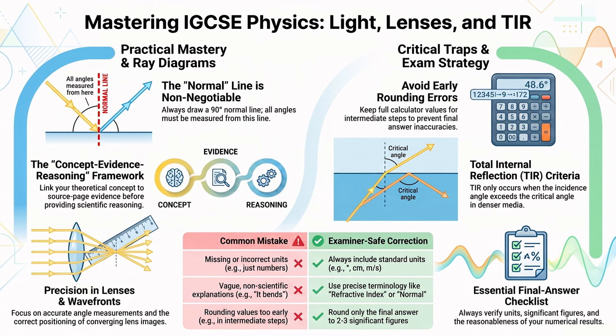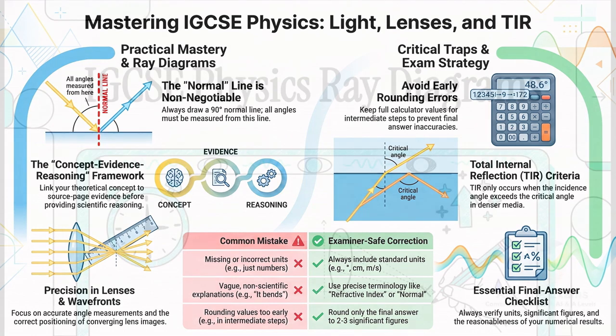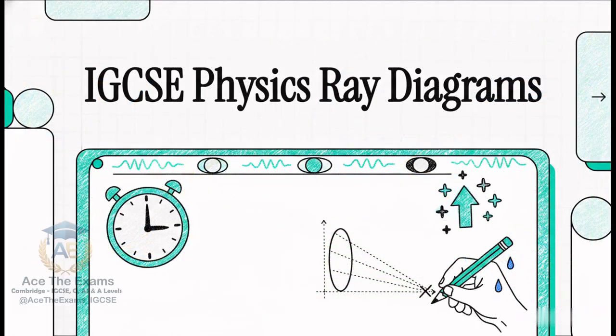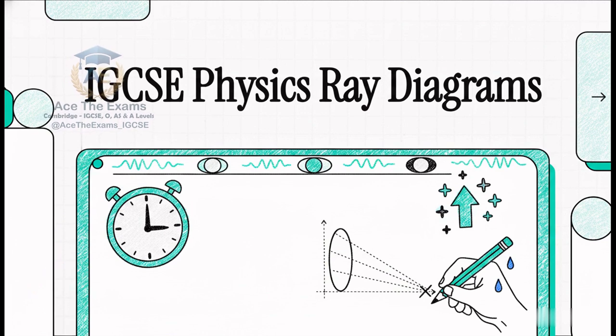Okay, the exam timer is literally ticking down. You're staring at a 4-mark ray diagram in your Cambridge IGCSE physics paper. You probably think, hey, easy question, right? But you're actually hovering right over the single most common mistake that absolutely tanks top grades.